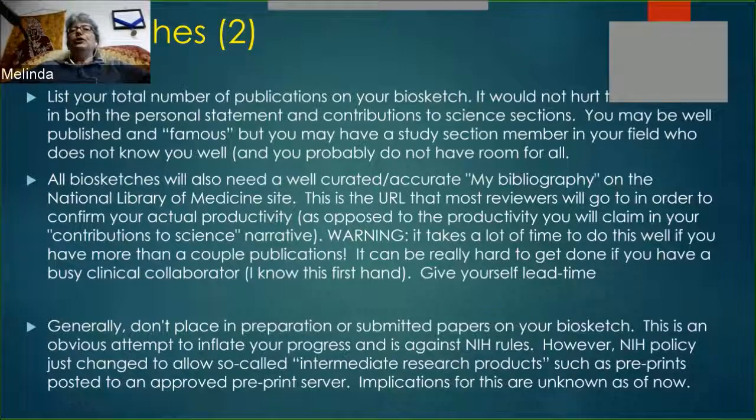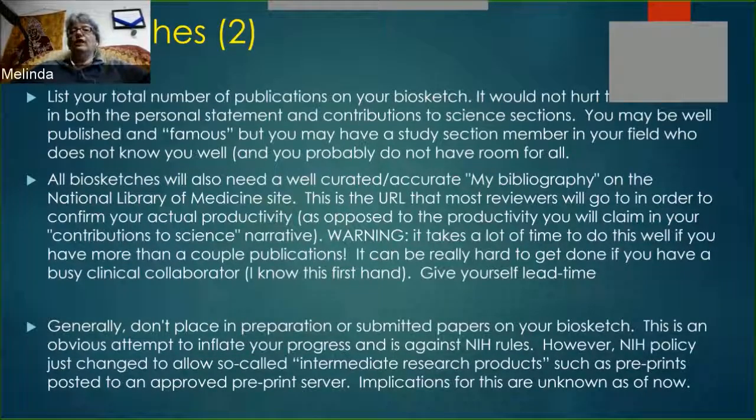And that gives you the opportunity to put your actual publication record on your biosketch. You can't list it on your biosketch itself. And this is actually, to be honest, when I review grants, the first thing I do is click on the My Bibliography for somebody that I don't know. This is somebody's entire curated list of publications. This confirms actual productivity, which is important because the contributions to science narratives, everybody can tell a good story about what they did, but that URL should have your complete publication list.